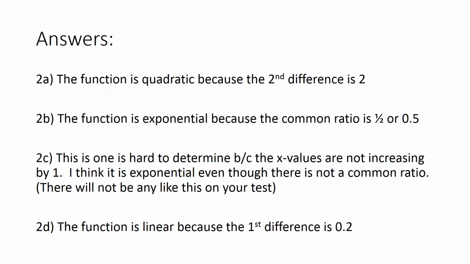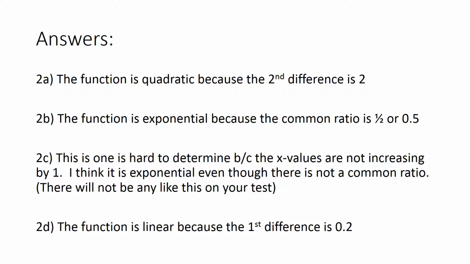Okay, so looking at that first one on 2a, we see that that function is quadratic because the second difference is 2. 2b, the function is exponential because the common ratio is a half or 0.5. So when I do 16 divided by 32, I get a half. C was hard to determine because the x values are not increasing by 1. I think it's exponential even though there's not a common ratio, but I just want you to know there will not be any like that on your test.